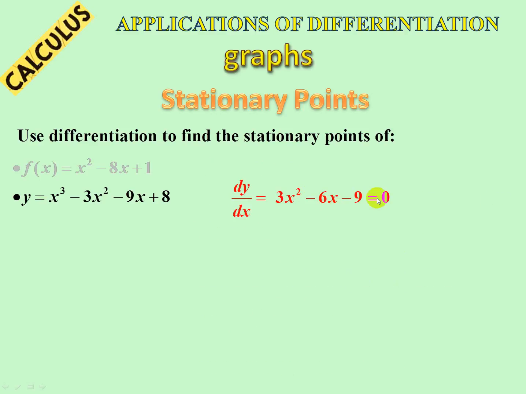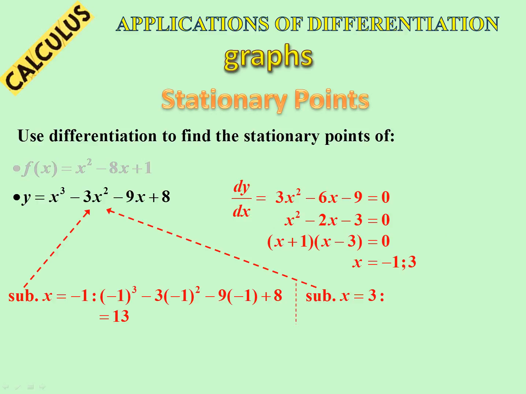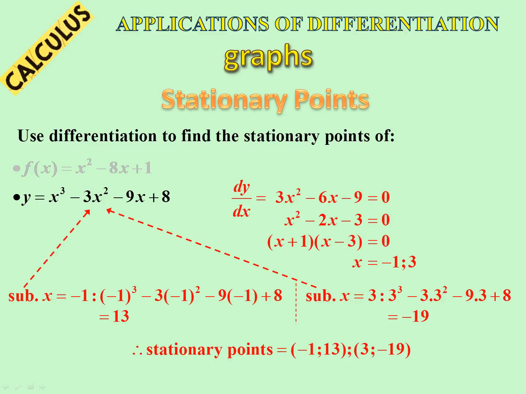Differentiate, equal to 0. I can see there's a common factor of 3 throughout, so I can divide right through by 3, only because it's an equation. If it's not an equation, I can take out a 3, but I can't get rid of it. Factorize, two possible x values, substitute both into the original, and we have our two stationary points.